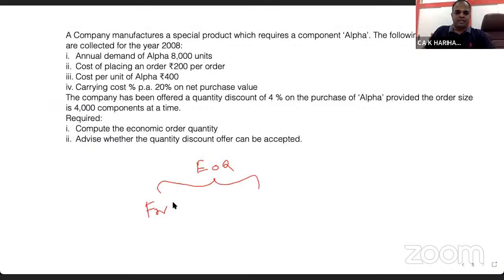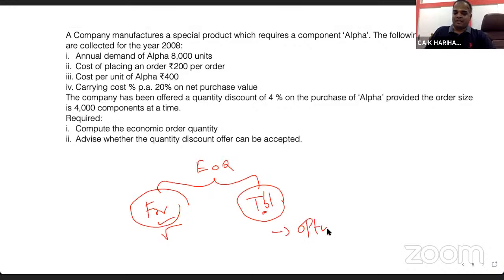One is the formula-based method. Another one is the tabular method, my dears. The formula-based method is the square root of 2AO. The tabular method arises when there is an option given in the question, if discounts are available, then we have to solve the problem by way of the tabular method. So the first question, EOQ, is a formula-based one. Second one, advice. Whenever you want advice, then tabular method.